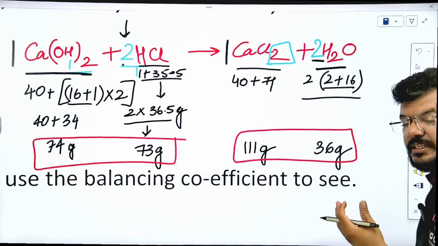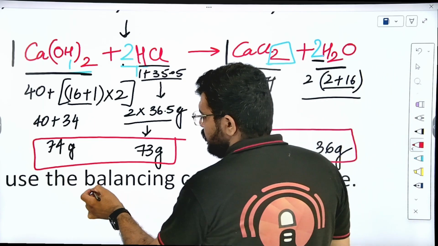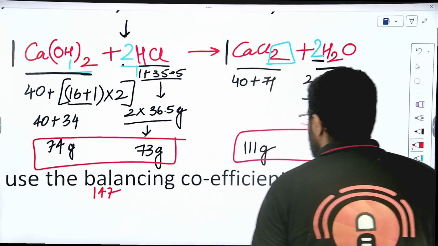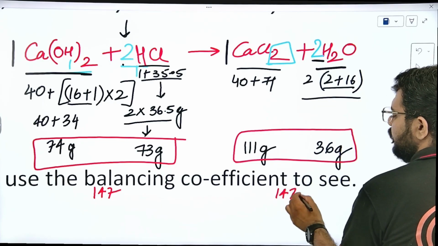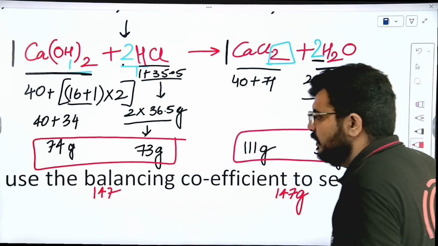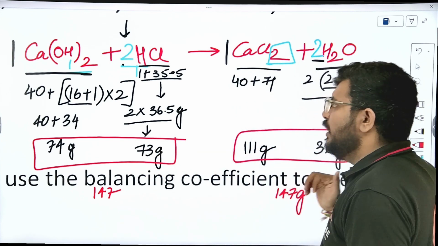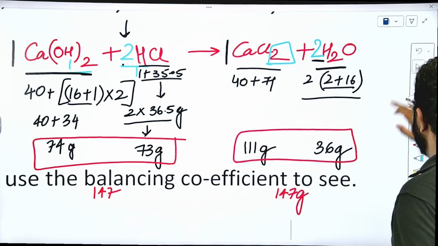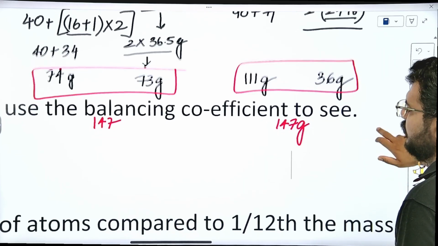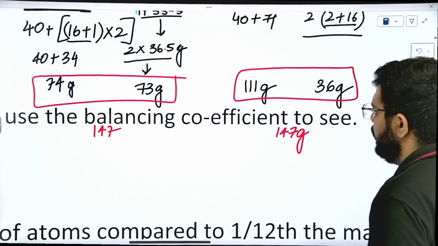Matter, mass can neither be created nor be destroyed. So this should be 147, and this is clearly 147 gram, right? I hope you got this calculation, right? Because now I will start to find ratios and explain you ratios with the help of these masses.